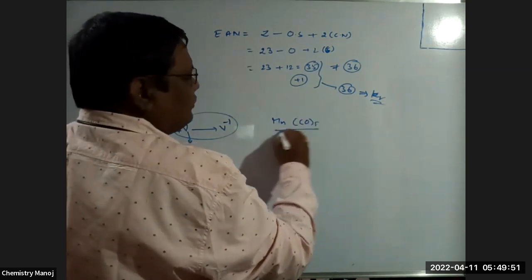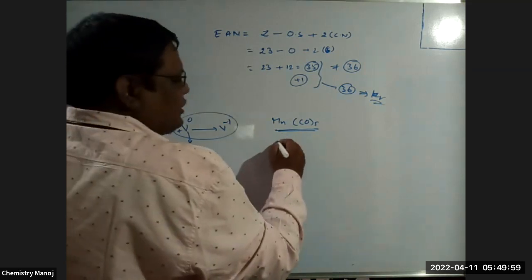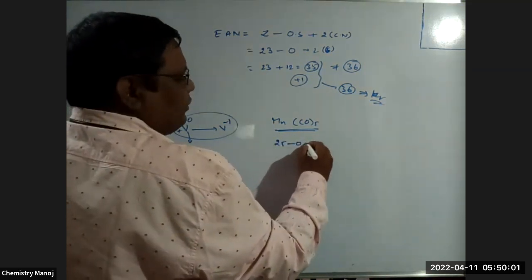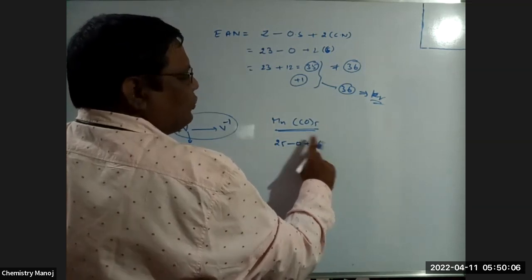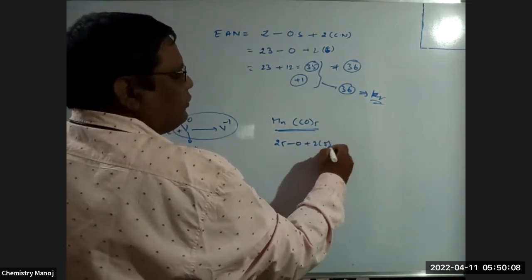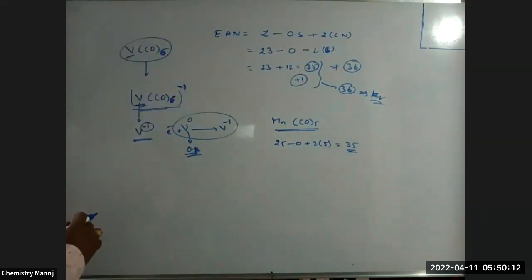See, my dear, Mn(CO)5. This is the complex. Does this manganese follow EAN rule or not? Manganese, how much is it? 25. Plus 5 into 2, that is 35. Follows EAN or not? Not follows. That is not 36.